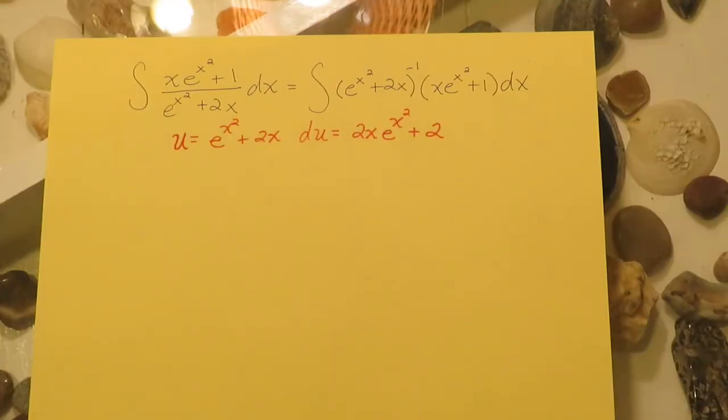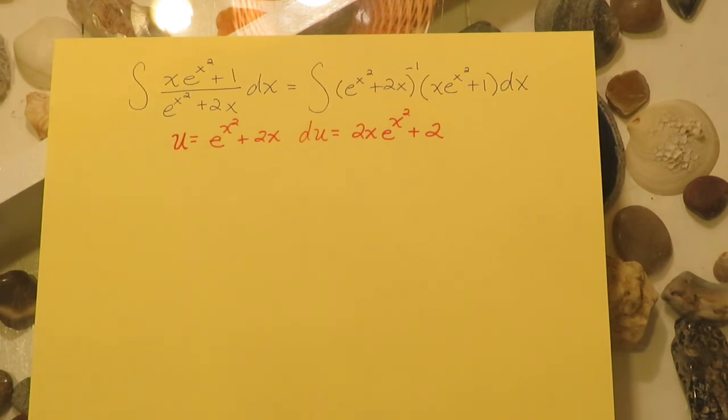All right, let's do one last example here. We have a ratio of x times e to the x squared plus 1 over e to the x squared plus 2x dx. So we're trying to find the antiderivative of that. You might want to step back a little bit and notice that that denominator is actually what we're going to treat as our main function.